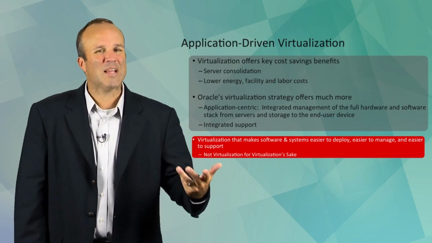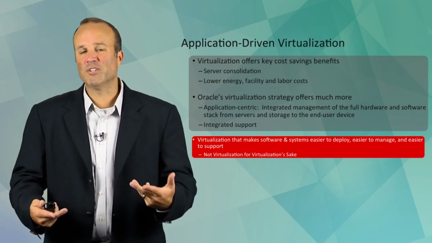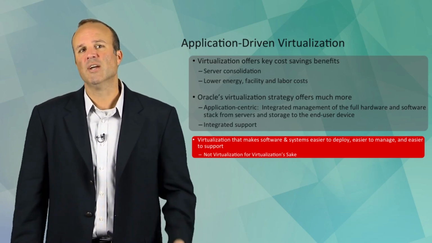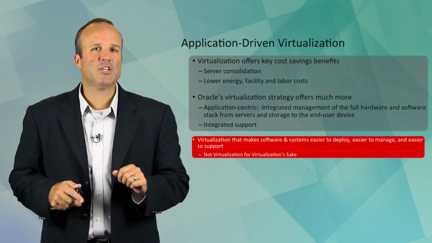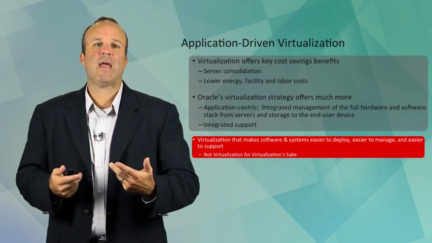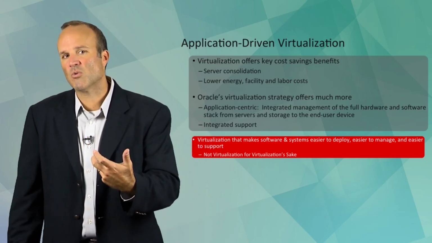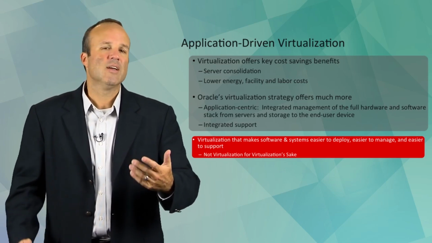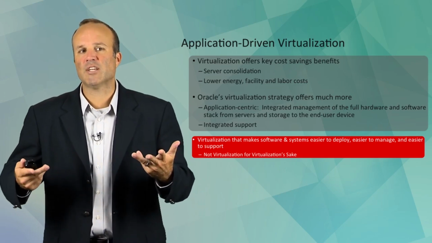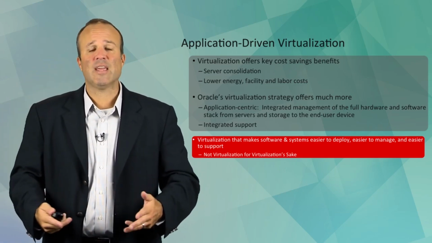Now, those are kind of the basic things, right? Every strategy is going to go out and do that with virtualization. What we're going to do is go a step further. We'll do things a little bit more relative to this strategy. So we're actually looking at the applications that you're running, and specifically with the Oracle apps. And we're integrating management across the hardware and the software stack from servers, from storage to the end user device, and we're providing that all with integrated support. Right, so again, virtualization that makes things easier to deploy, manage, and easier support is a huge benefit.